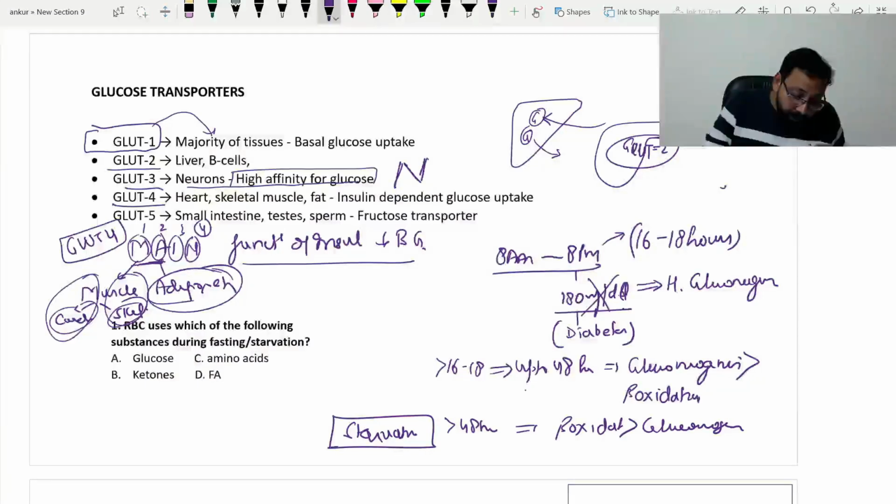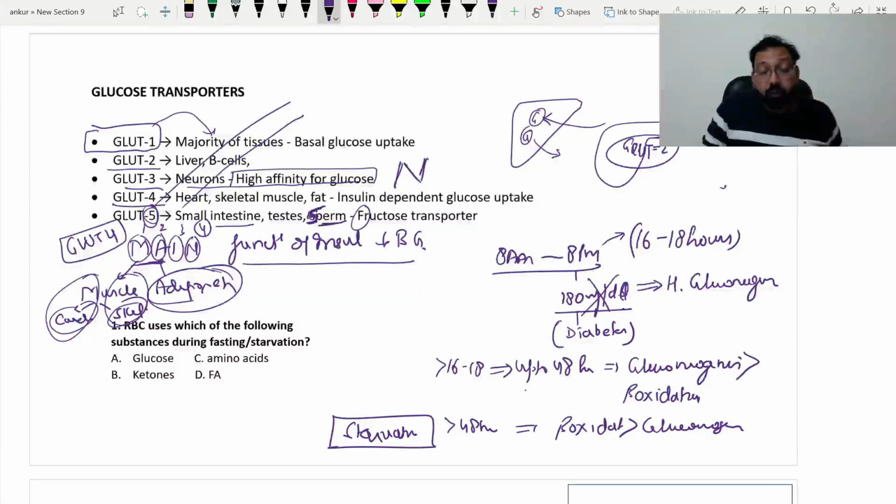Got the point? Glucose transporter 5, GLUT5: the 5 looks like S, for small intestine. Yes, GLUT5, F for fructose. F looks like S, for sperm. Seminal fluid is rich in fructose, and that fructose is transported by glucose transporter 5. So remember, the name is glucose transporter, but it transports fructose, glucose transporter 5.